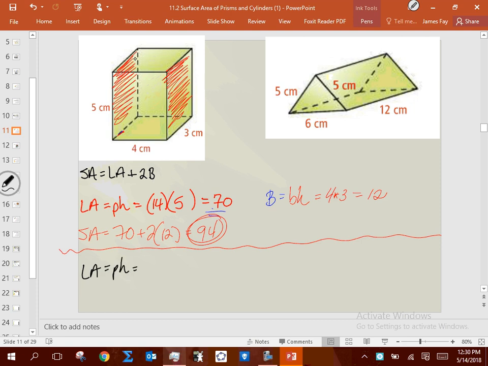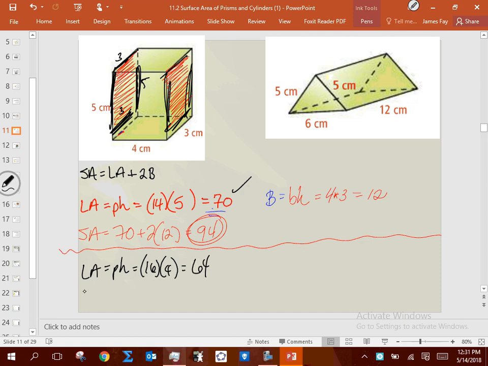So perimeter of that base right there would be what? 5. That's 5. That's 3. And that's 3, right? It's got to be 16. Now, what would be the altitude between these 2 bases? 4. So we see when we multiply that out, we get 64, right? So we're seeing a lateral area that's 64. That's different than that lateral area, right?